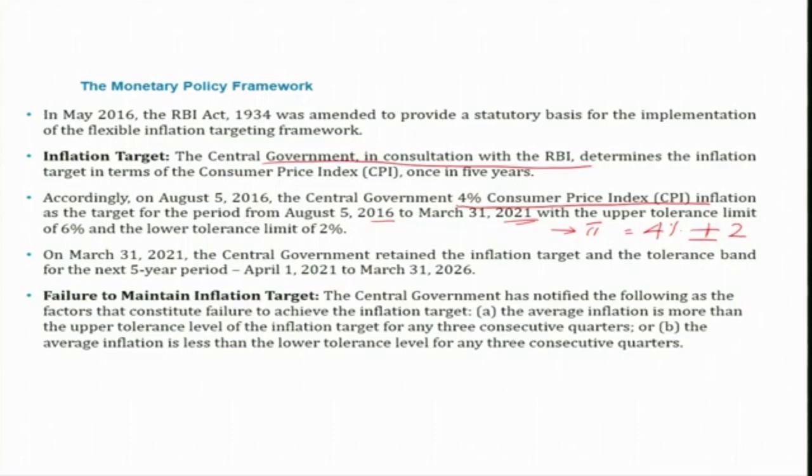Initially it was till 2021, but this has been extended to 2026, with the same band: the target is 4% with the upper limit and lower limit going to be 2%. It is not necessary that the RBI is able to maintain this lower limit and upper limit every time, and there can be some instances where they fail. That means the central government has notified the following as the factors that constitute failure to achieve the inflation target: the average inflation is more than the upper tolerance level of the inflation target for any 3 consecutive quarters, and the average inflation is less than the lower tolerance level for any 3 consecutive quarters.